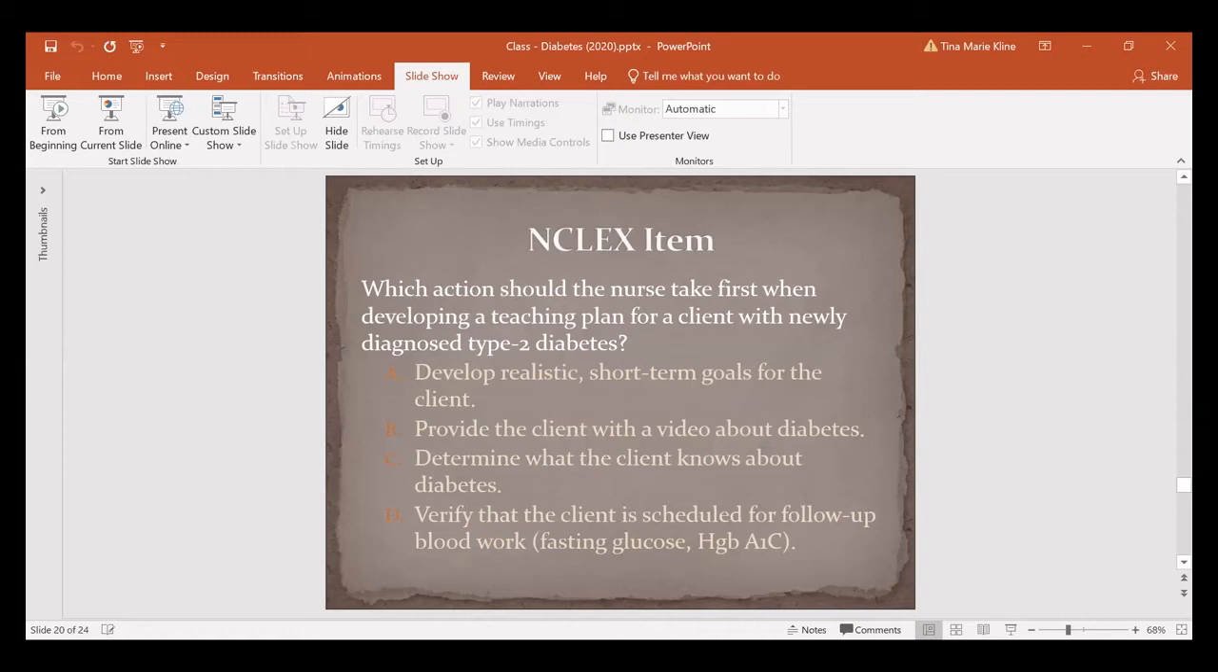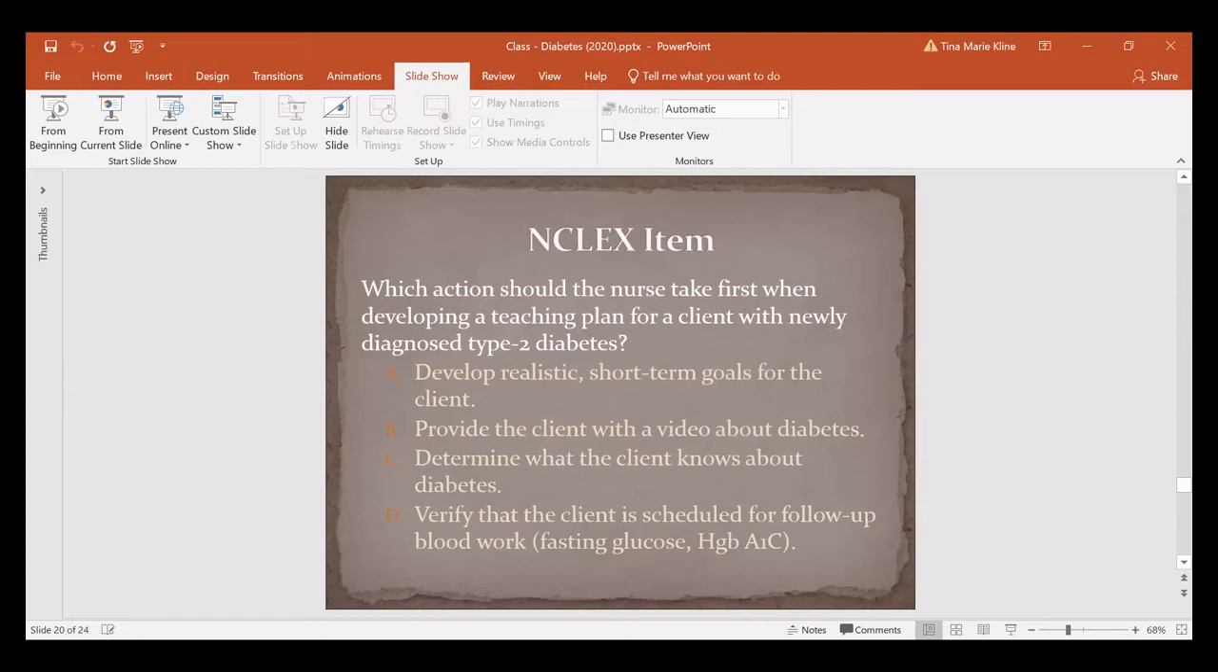Again, looking at an NCLEX item, which action should the nurse take first when developing a teaching plan for a client newly diagnosed with type 2 diabetes? So go back, think about your nursing process. So develop realistic short-term goals for the client. Well, I'm going to do that, but let me see if there's something I'm going to do first. Providing the client with a video about diabetes. Okay, I might do that, but I would need to have my goals first. So I'm going to eliminate that one.